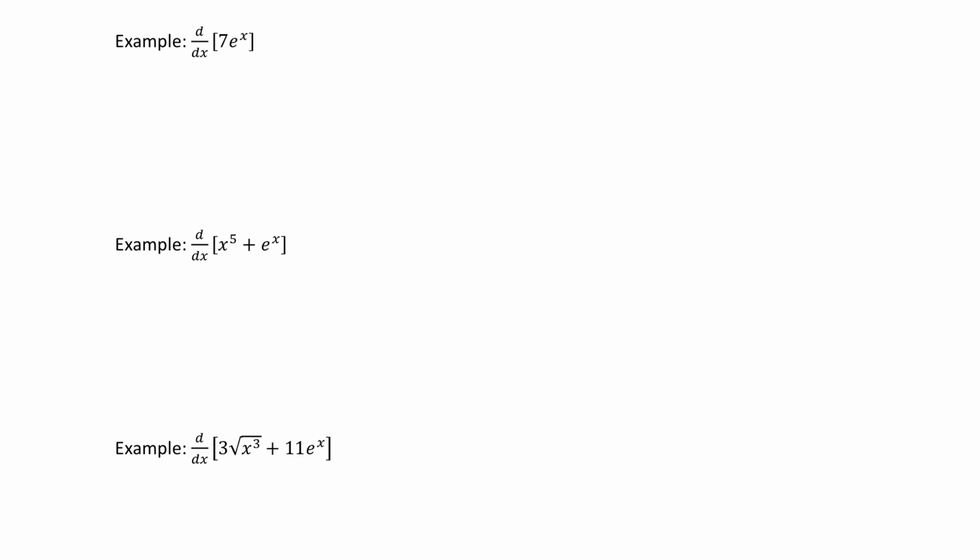Now let's do a couple examples, and I encourage you to try each one here. Pause the video, try the example before I do it. But let's do the first one, the derivative of 7e to the x. Well, again, the constant will factor out of the derivative, so we're just looking at really 7 times the derivative of e to the x. And of course, the derivative of e to the x is simply e to the x. So it's 7e to the x. And you can just write that directly.